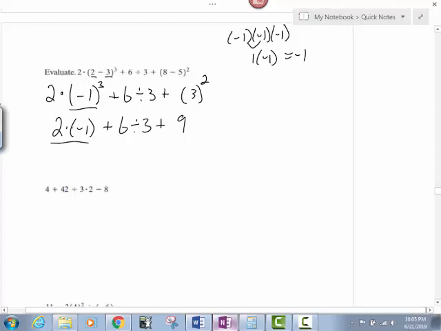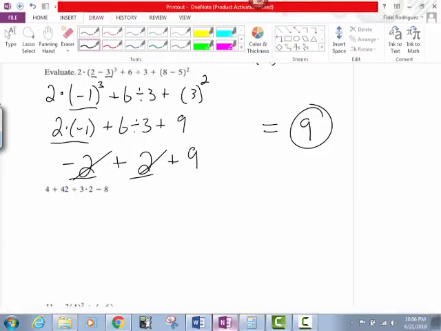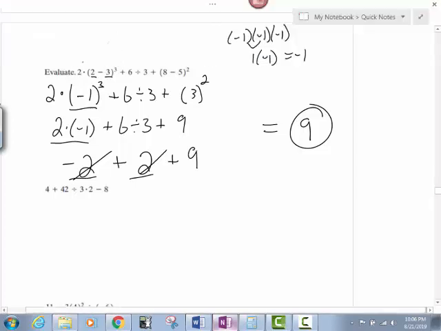So I'm going to multiply 2 times negative 1, negative 2, plus 6 divided by 3, positive 2, plus 9. Now we can do our adding. There's no subtracting here, but we can do our adding from left to right. Well, if I owe you $2 and I have $2, we're even. So our final answer is just 9. The one thing I really want to point out about these problems is, if you notice in this problem, from this line to this line, we did one step.